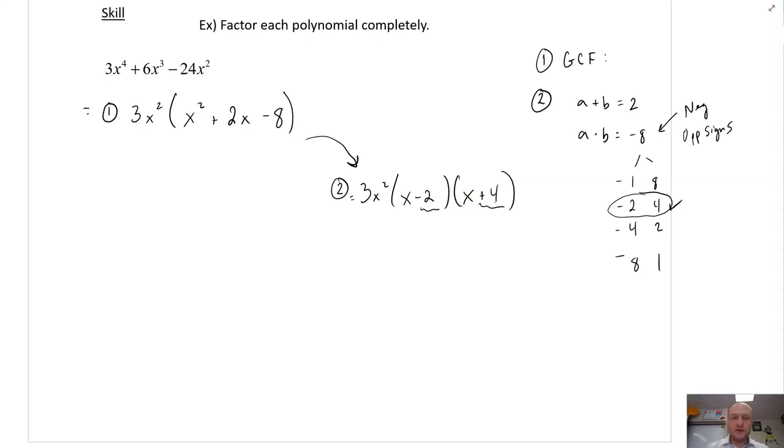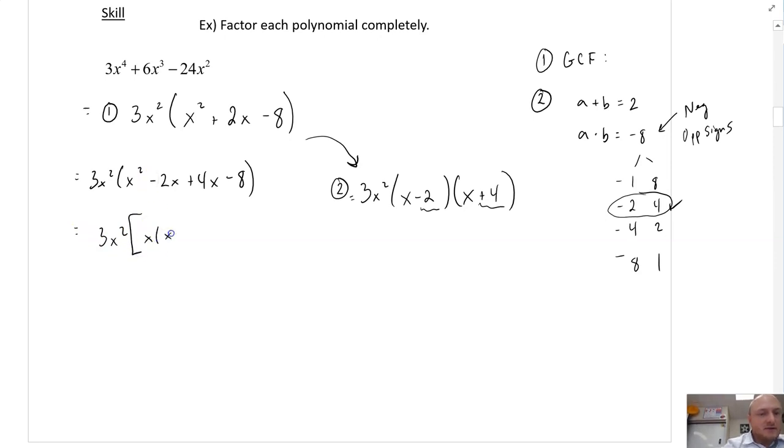Don't believe me? Let's go ahead and do it the long way that we've been doing. Okay, so I'm going to go ahead and rewrite this. I have an x term, so it's got to be linear. So I'm going to rewrite this as negative 2x, positive 4x, minus 8. Okay, now I'm going to go ahead and factor this. So I have an x times x minus 2, and I have a positive 4 times x minus 2.